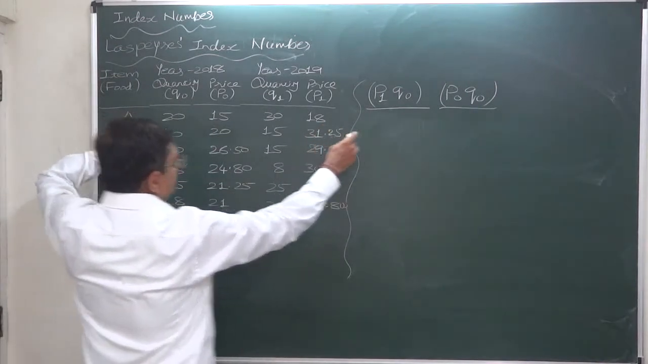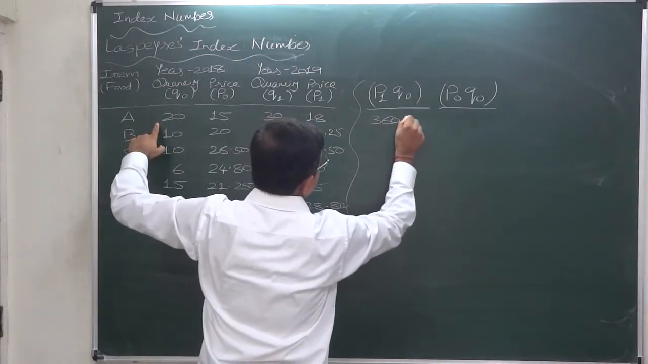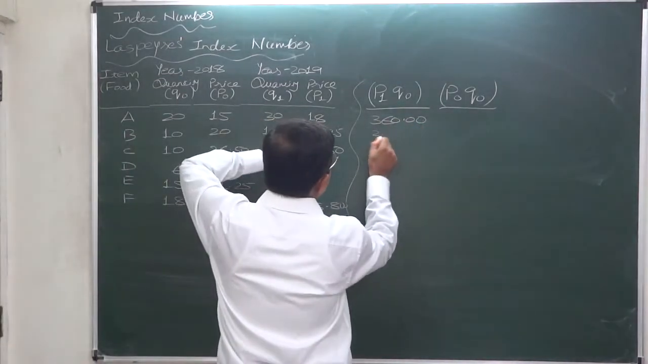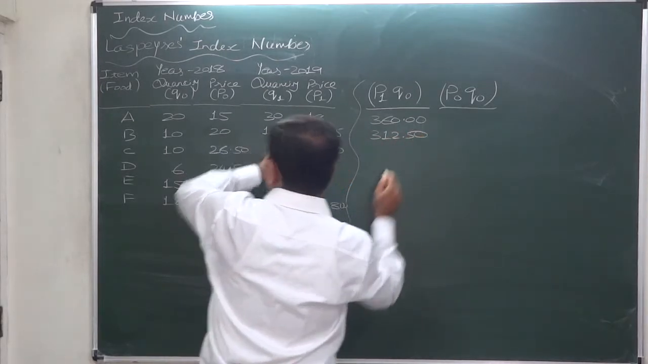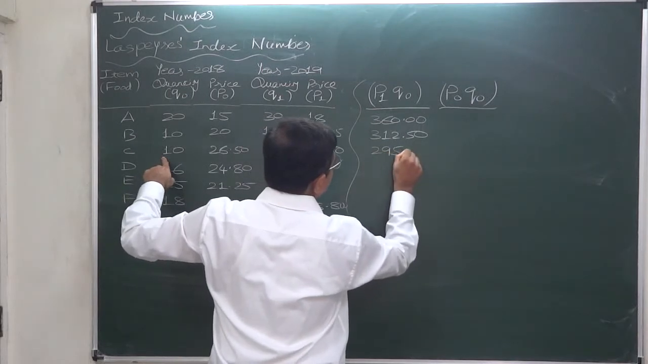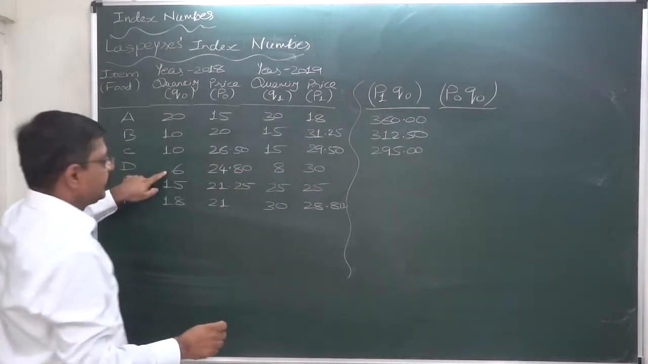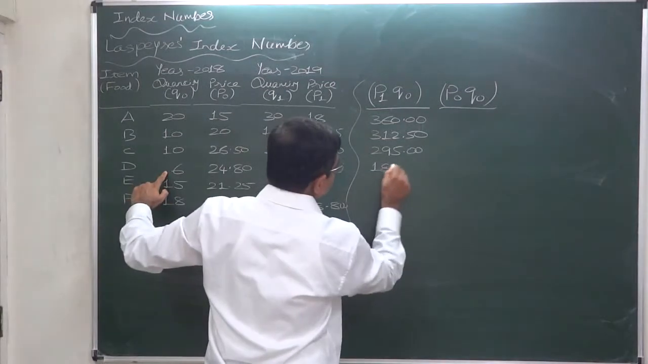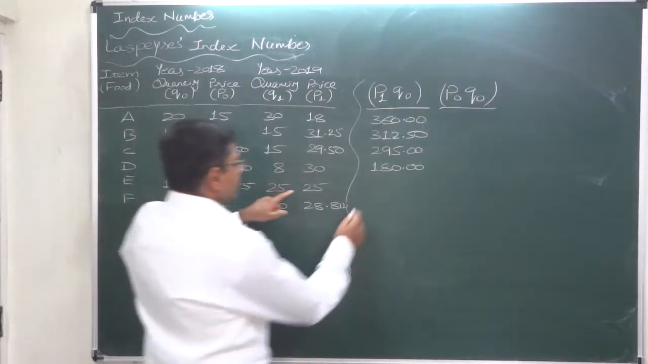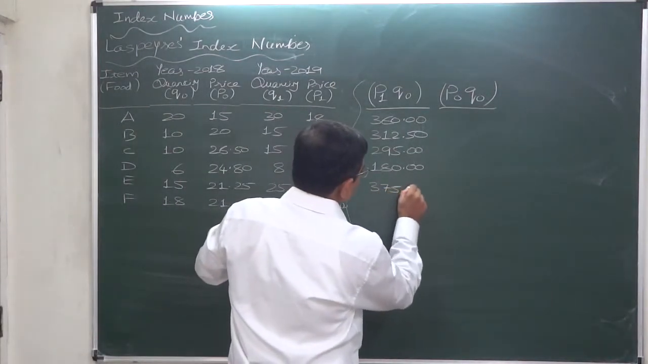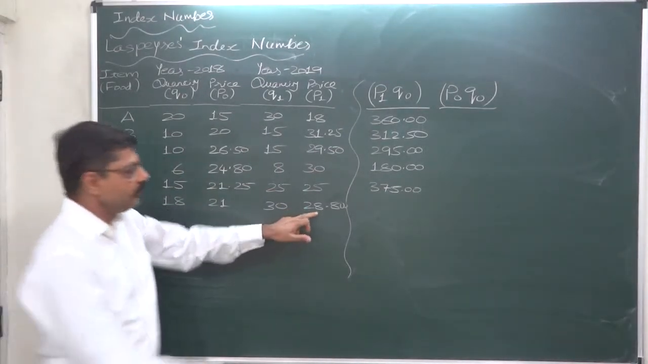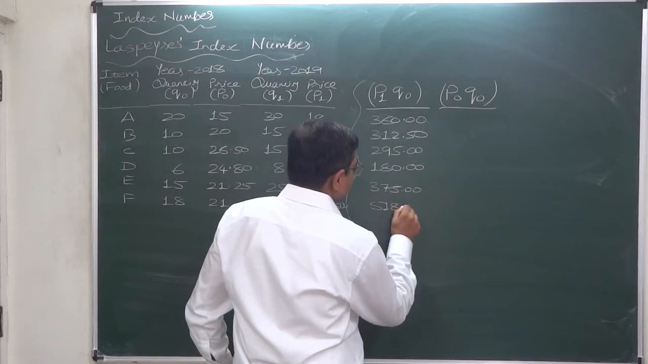Yes. 20 into 18, 360. 10 into 31.25, that will be 312.50. 10 into 29.5, that will be 295. 6 into 30, 180. 15 into 25, that will be 375. And 18 into 28.80 will be 518.40.